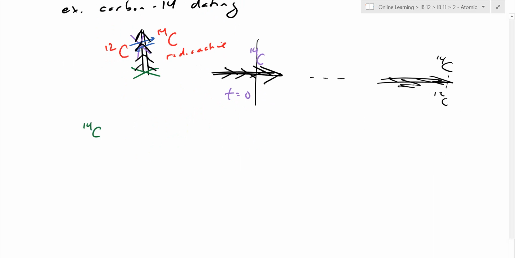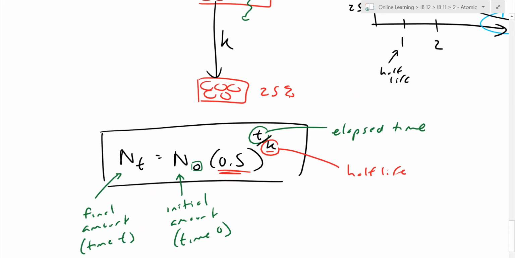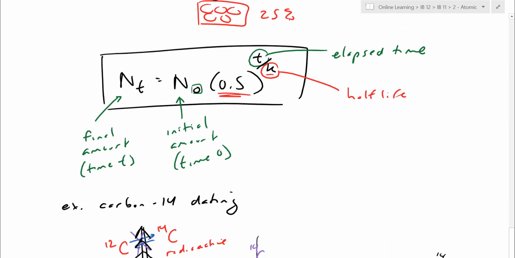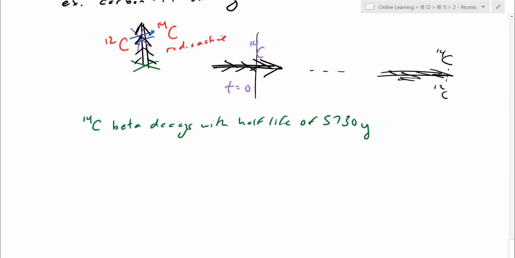So carbon-14 beta decays with a half-life of 5730 years. Obviously, nobody has lived 5,000 years or so to track whether this is true. But if I get a sense of any potential part of this curve here, I can just extrapolate. I can figure out how long a half-life is: how long will I need to wait for half of the decay?